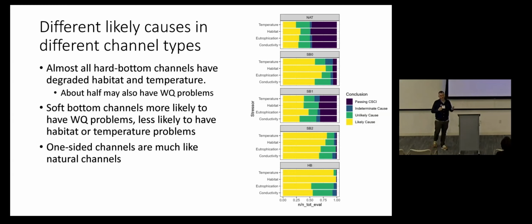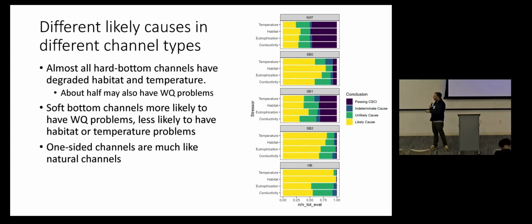Now, the habitat degradation is not really much of a problem. You harden the stream bed, there's probably something going on with the habitat. The temperature also makes sense. You're often getting rid of the shading. You're often making these streams really shallow, so they heat up really fast. So it's not too surprising that we're seeing temperature as a potential problem.